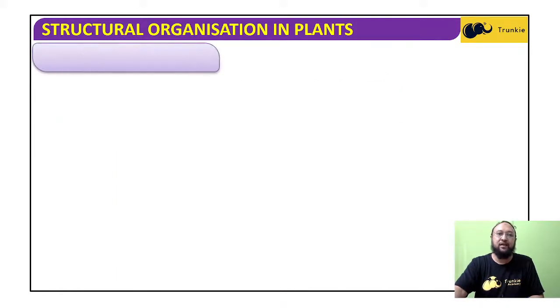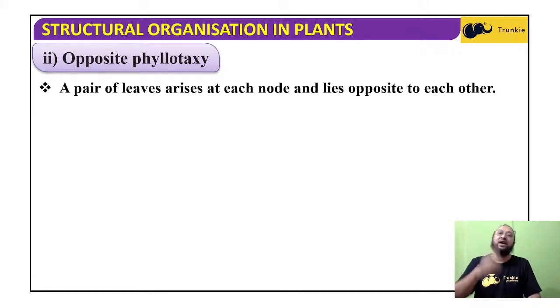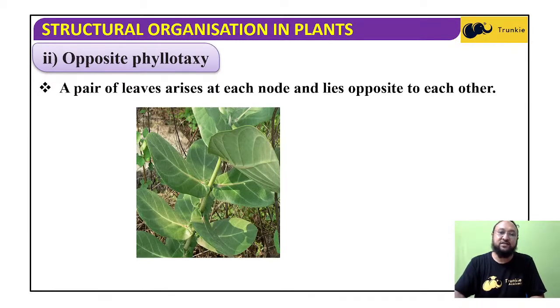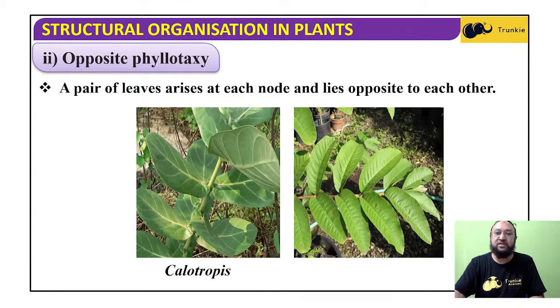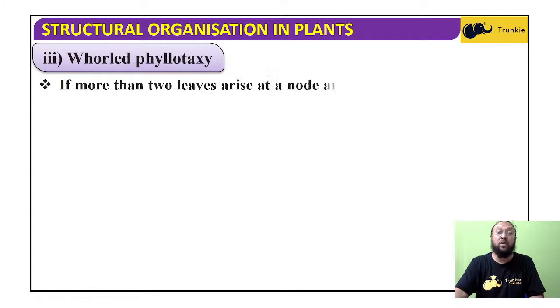Now in case of opposite, a pair of leaves arises at each node. So 2 leaves arise and they lie opposite to each other, like this. Example is Calotropis. You can see, at each node, two leaves are formed, and they are opposite to each other. So this is called the opposite phyllotaxy, and it is also observed in guava.